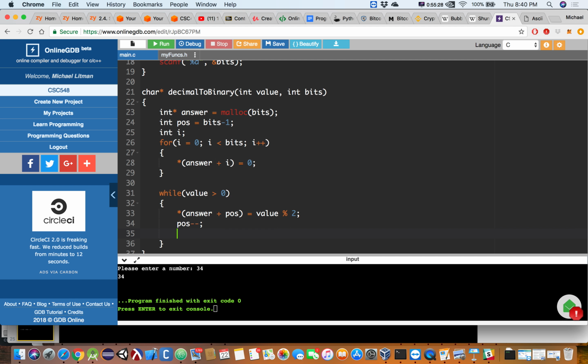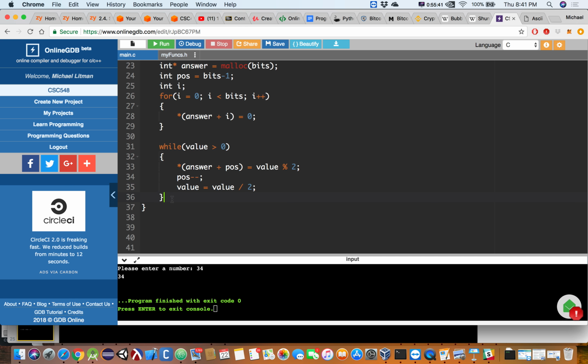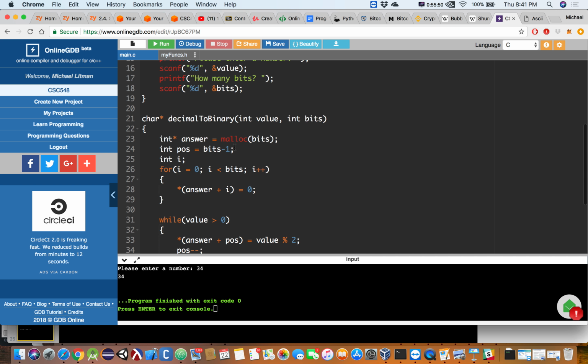Then I need to whittle down value, so I'm going to say value is equal to value divided by 2 to make it smaller. Or you could use divide equal if you wanted to use that. So this is going to go through until we finally whittle it down, filling in my array. The only time we'd run into problems here is if I gave it a value that was too big to fit in the number of bits. So just don't do that, because we'll have a carry in this case.